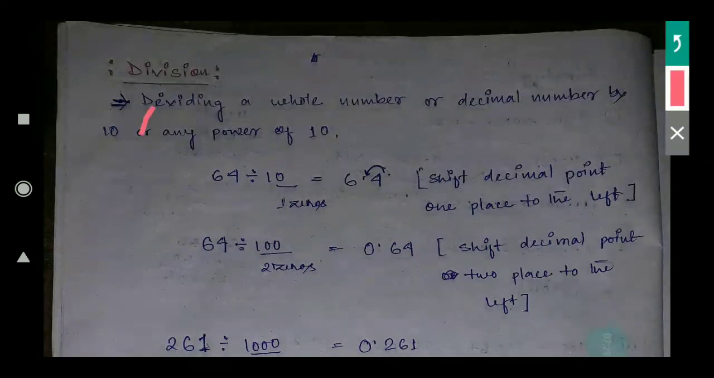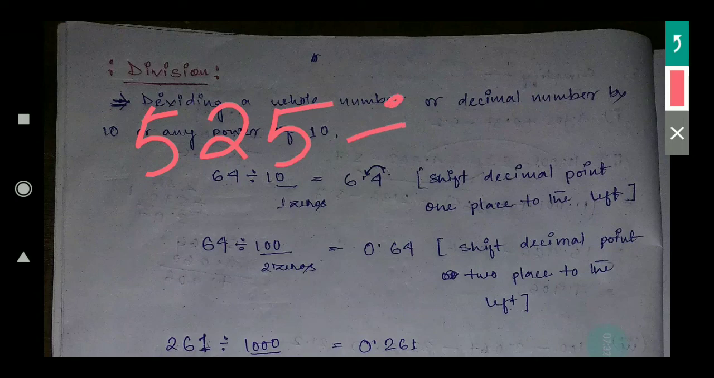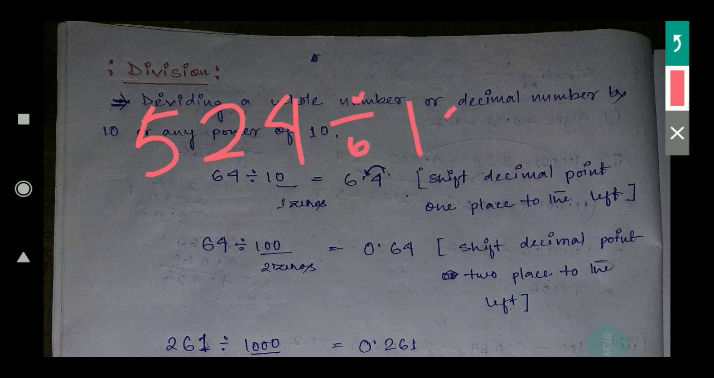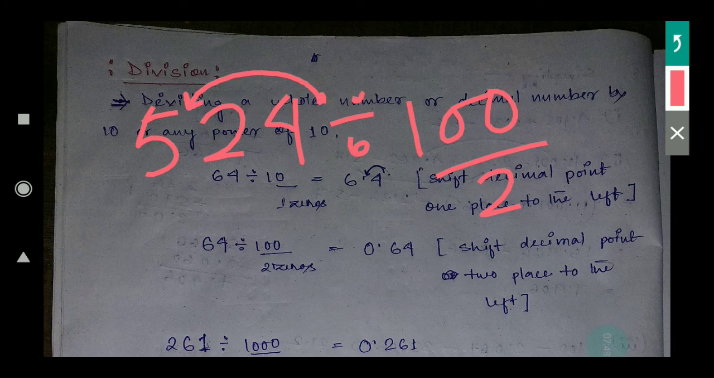Again, another example. Suppose 524 divided by 100. Here how many zeros? 2 zeros. That means from the end the decimal point will shift to the left side by 2 places. That means this one is 1, this one is 2. So here will be the decimal point. That means the answer will be 5.24.